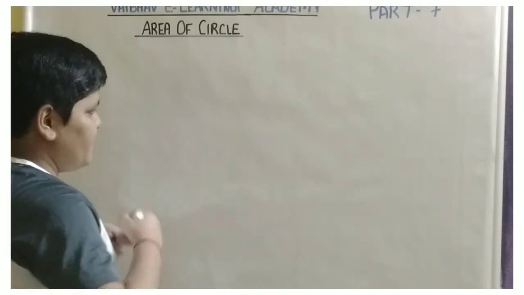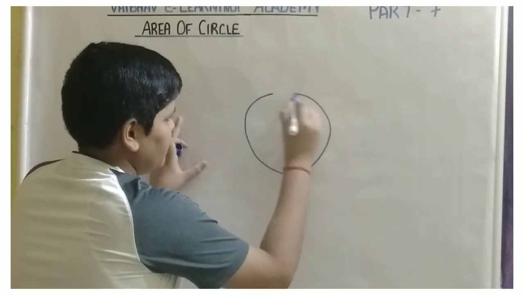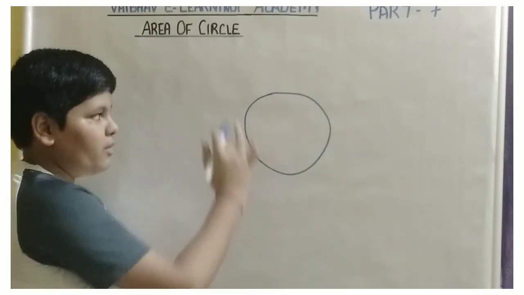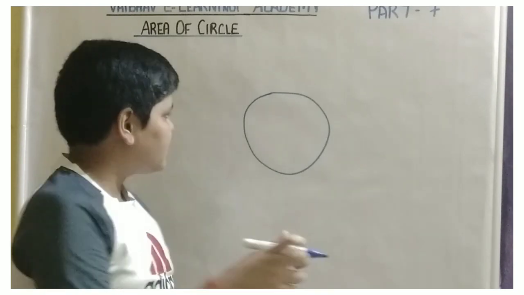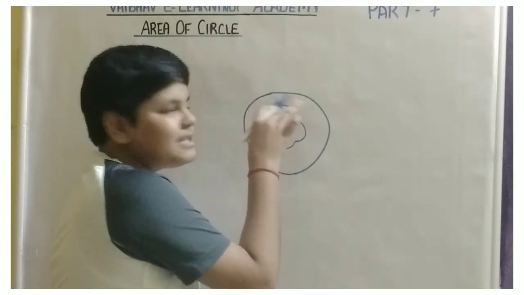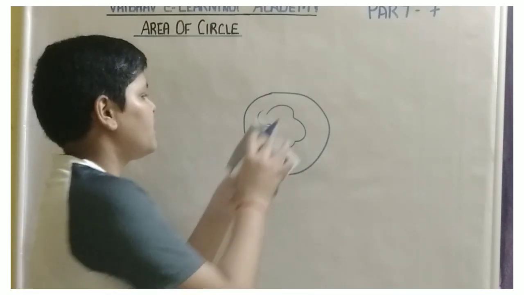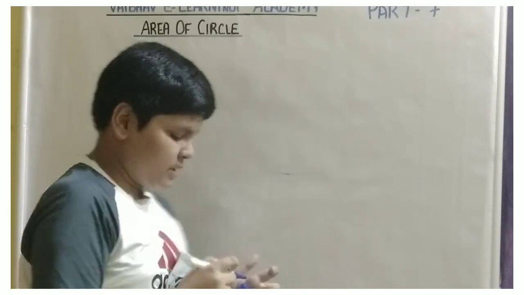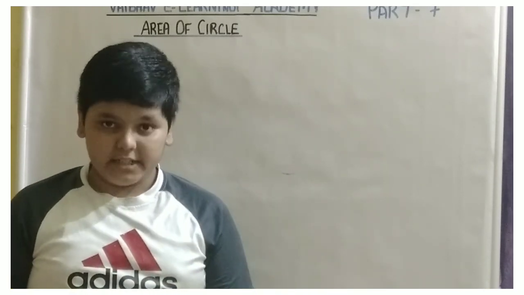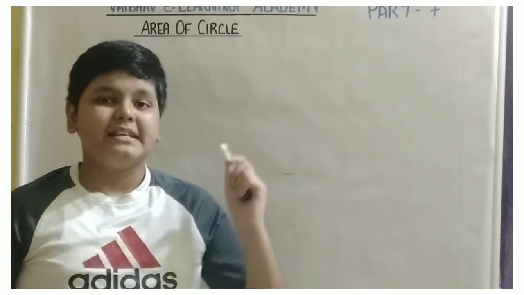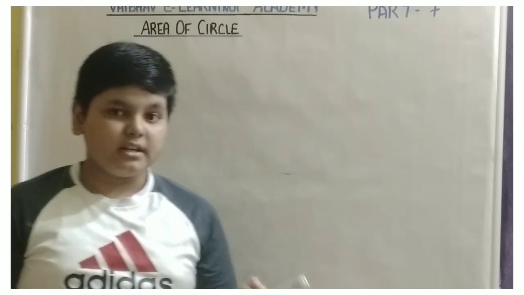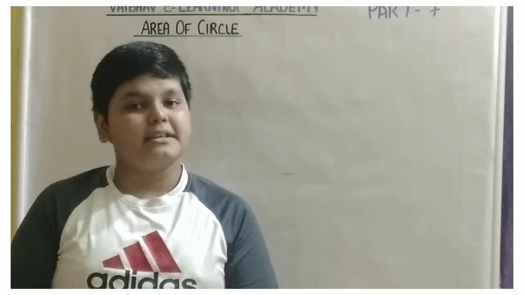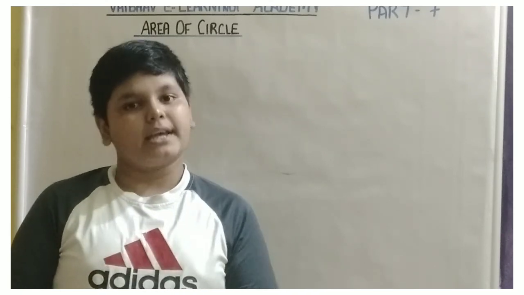So, for example, this is a circle. We have learned in the previous video that this outer surface is known as the circumference or perimeter of the circle. What is the area of the circle? The part which is inside this circle is known as the area of the circle. The actual definition: the square meters, square centimeters or any square units inside a circle is known as the area of the circle. Any circle with a radius r has an area equal to pi r square. Thus, the area of the circle is pi r square.